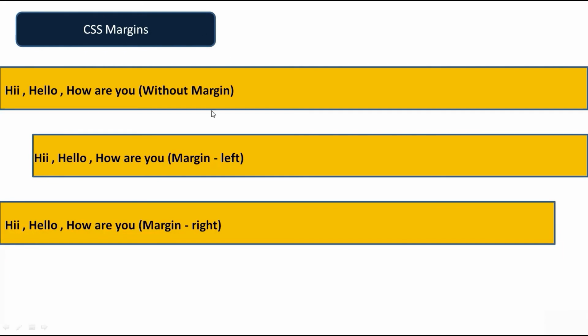You can see there are three h1 texts here. The three h1 texts have the same values. Hi, hello, how are you? Hi, hello, how are you? Hi, hello, how are you? So all three values are same, but there is only one difference between these three h1 texts.